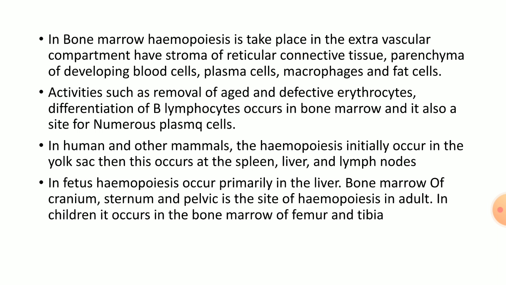During embryonic development in humans and other mammals, hemopoiesis initially occurs in the yolk sac. This process then occurs in the spleen, liver, and lymph nodes as the embryo further develops. In the fetus, it occurs primarily in the liver. When bone marrow is formed, hemopoiesis will occur chiefly in this site till adulthood, mainly in the bone marrow of the cranium, sternum, and pelvis. In children, it occurs mainly in the bone marrow of the femur and tibia.